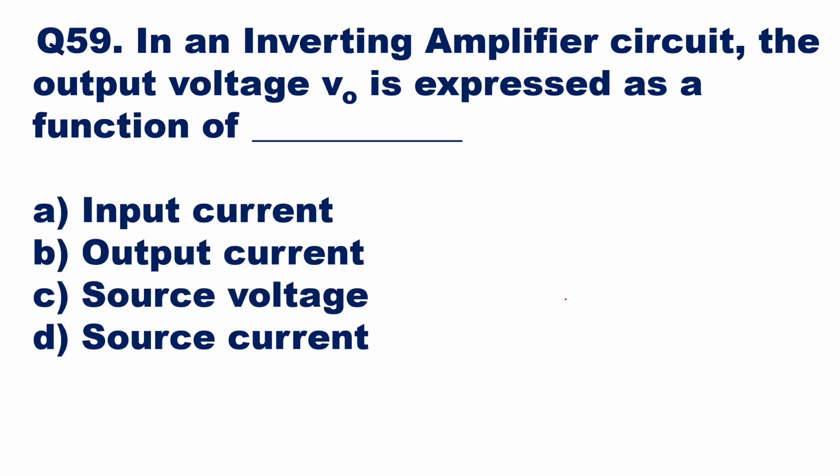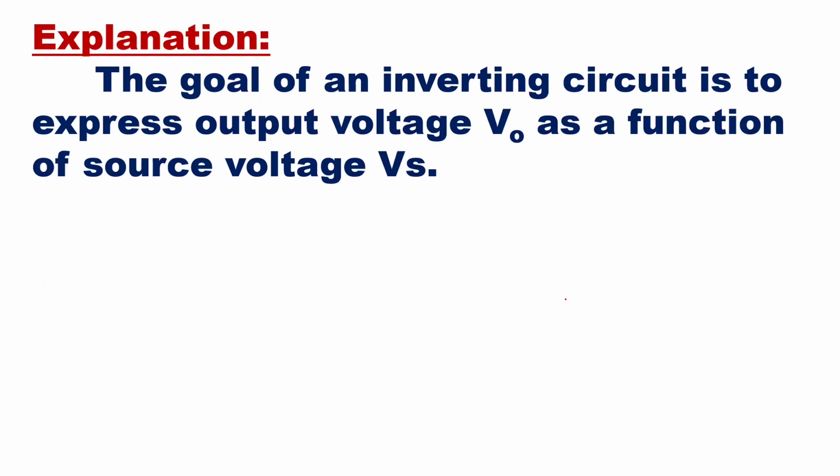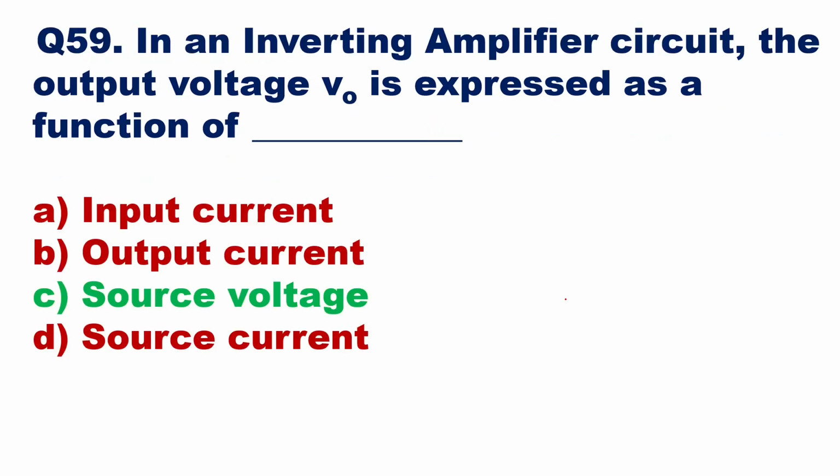Then we'll go to the next question, question number 59. In an inverting amplifier circuit, the output voltage V0 is expressed as a function of what? Input current, output current, source voltage, or source current? Obviously, it is source voltage. It is the function of the input voltage, that is the source voltage. So option C will be the right answer, source voltage. So here, if you see the explanation, the goal of an inverting circuit is to express output voltage V0 as a function of source voltage Vs. So here option C, that is the source voltage, will be the right answer.